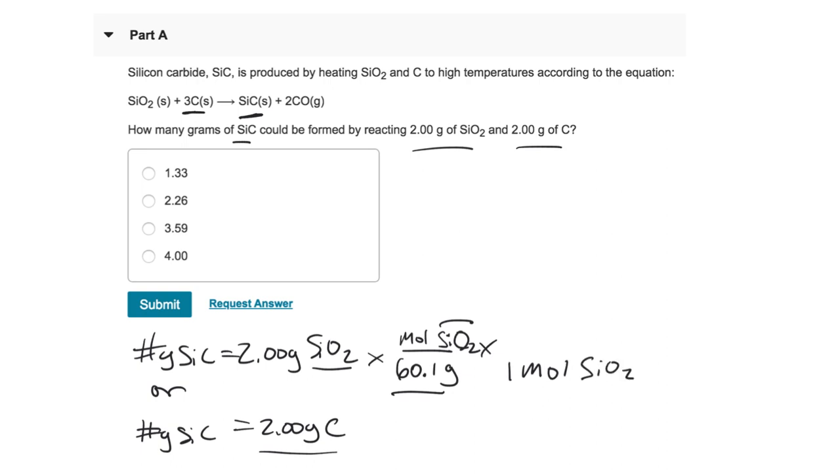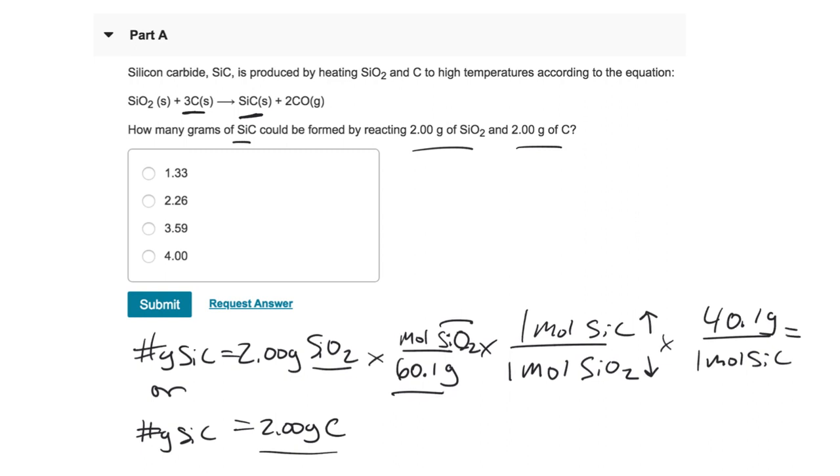So 1 mole of SiO2 is required when it reacts to produce 1 mole of silicon carbide. So if all the SiO2 converts to silicon carbide, so this is going away, this is forming, then 1 mole of silicon carbide would have a molar mass of 28.09 plus 12.01, so that's 40.1 grams. So 2 divided by 60.1 times 40.1. So that's 1.33 grams of product.